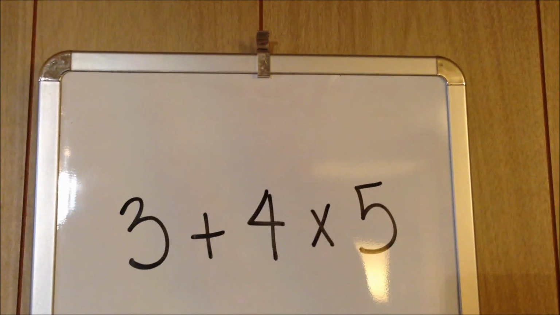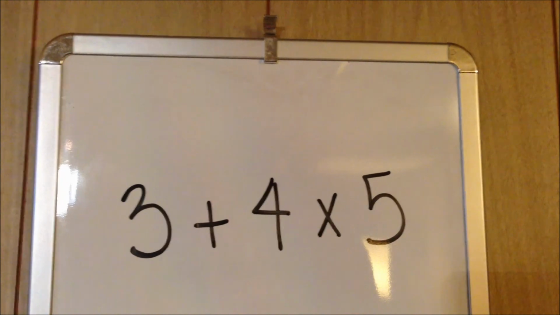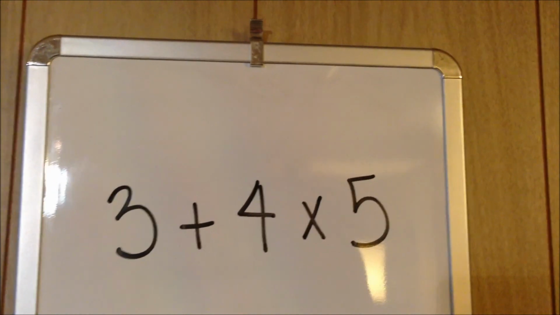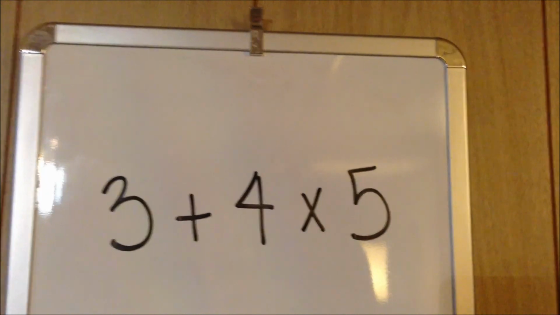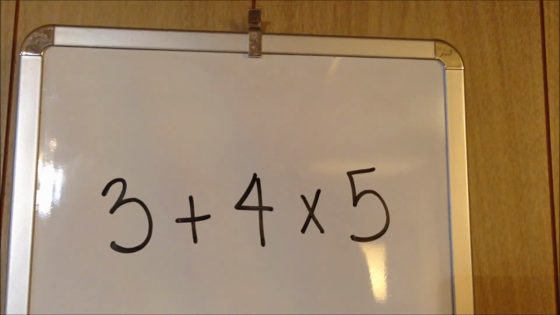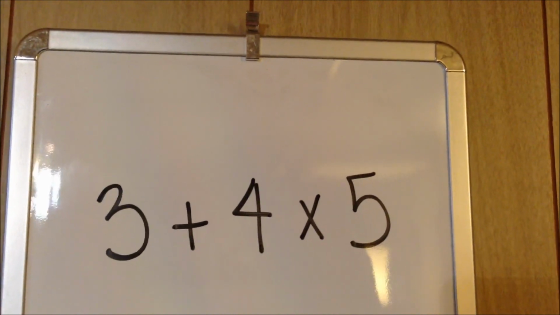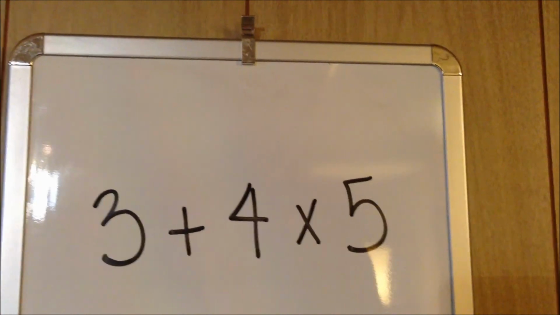Okay, let's move away from exponents for just a little bit, at least for now. And let's talk about order of operations. Now keep in mind, exponents definitely play a role in the order of operations, but this one does not. Let's just try a simple problem. We have 3 plus 4 times 5.